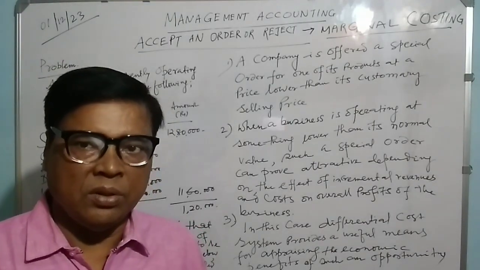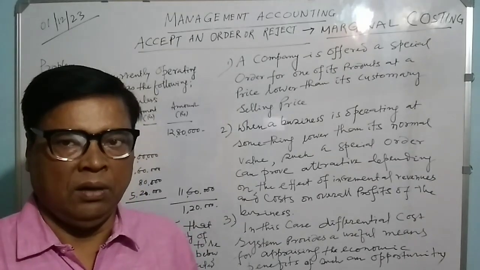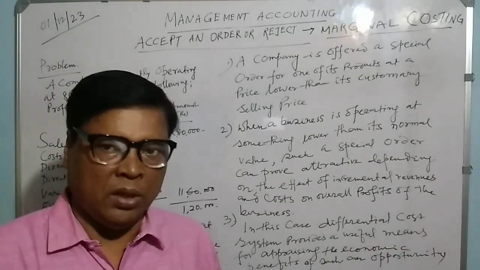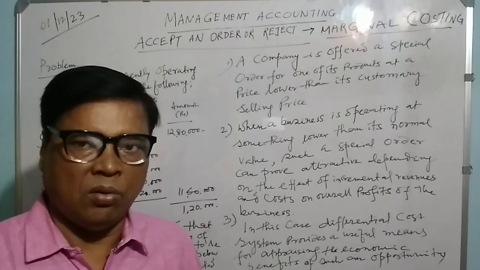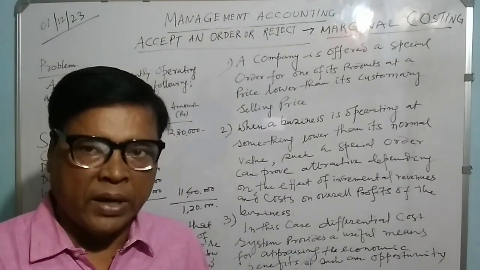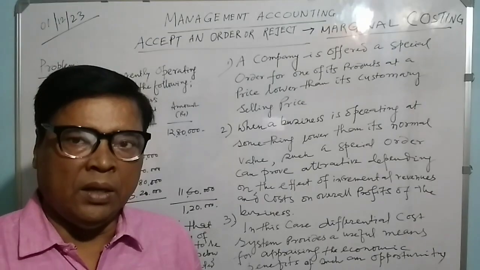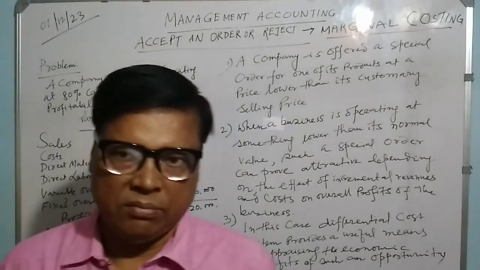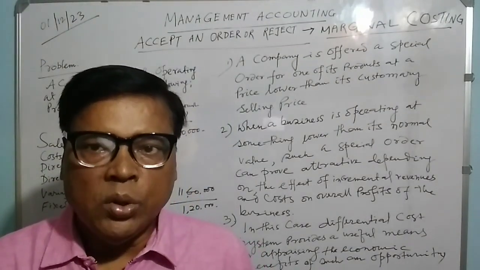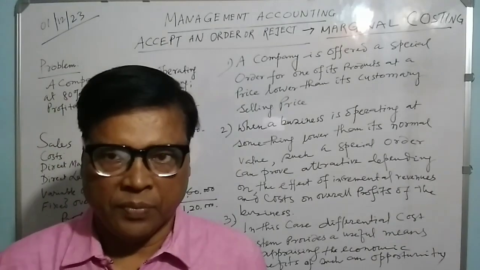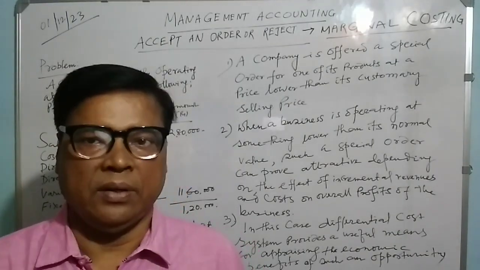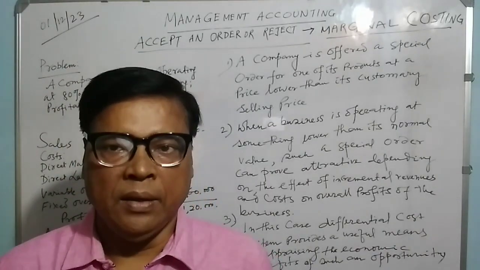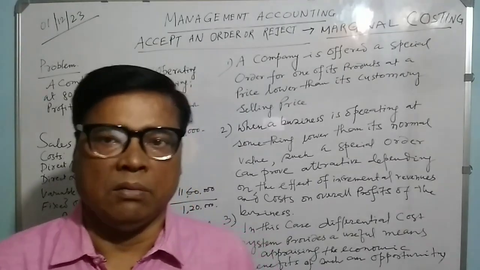Suppose you are working with some capacity for your local market or your own country market, and at the same time you got an order to execute an export order. If you accept that export order, your internal market supply may not be possible.